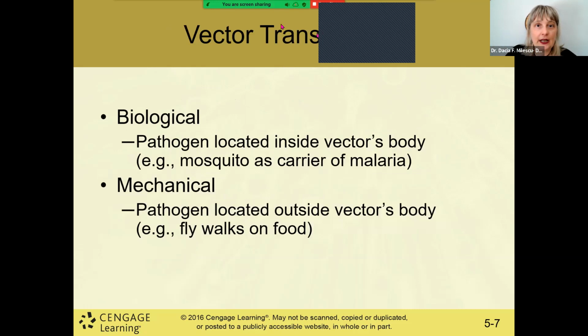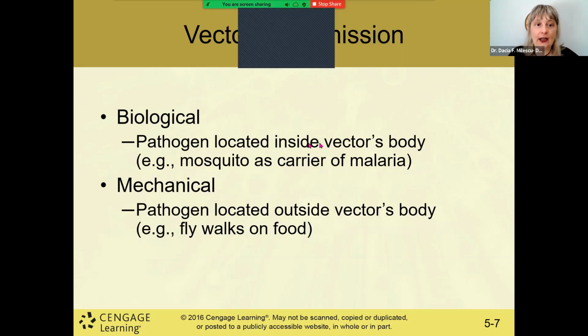So vector transmission is huge. It could be biological, which means that the pathogen located inside the vector's body is going to be transmitted. So a mosquito is the vector and carrier of malaria. The mechanical procedure of getting the infection is when the actual pathogen is located perhaps outside the vector's body. For example, instead of direct inoculation by the mosquito biting you and then directly inoculating you with the pathogen that causes malaria.